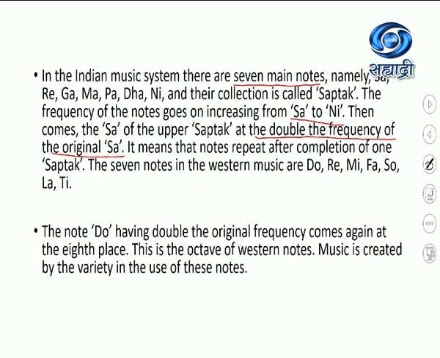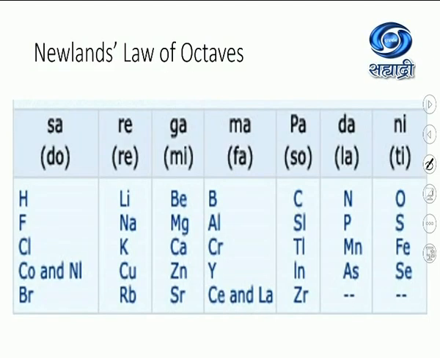The 7 notes in Western music are Do, Re, Mi, Fa, So, La, Ti. It is like Sa. The note Do, having double the original frequency, comes again at the 8th place. This is the octave of Western notes. So music is created with a variety of notes by using them again and again. So here is Newlands' law of octaves and how he arranged this according to the properties of elements.